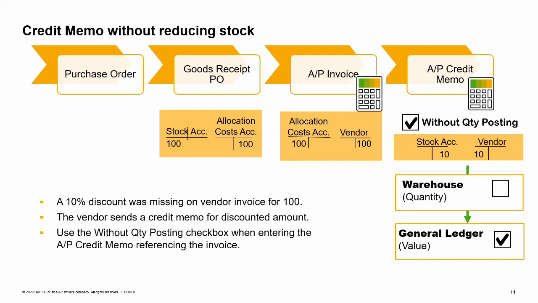This indicator allows you to create an item-type credit memo that affects only the price. In the example in the graphic, a 10% discount was missing on the vendor invoice for 100, so an AP invoice was created for 100 and a payment was made for the full amount. When the issue is discovered, the vendor sends a credit memo for the discounted amount of 10. The without quantity posting checkbox is used to create a credit memo in SAP Business One that does not reduce stock quantity, but records the monetary change in the general ledger.